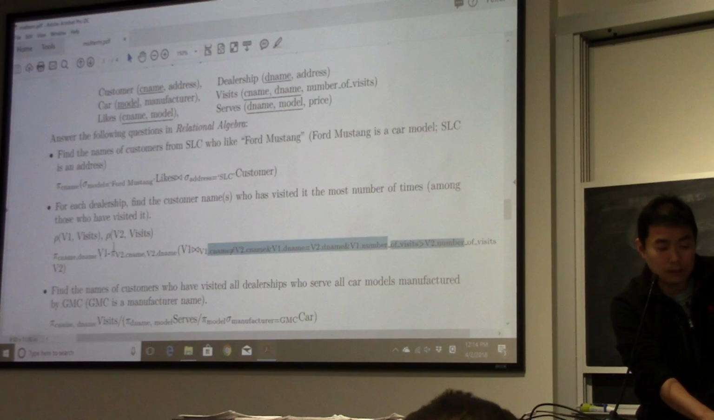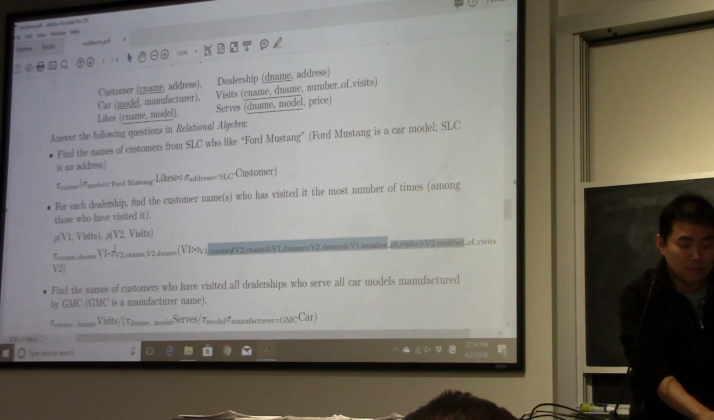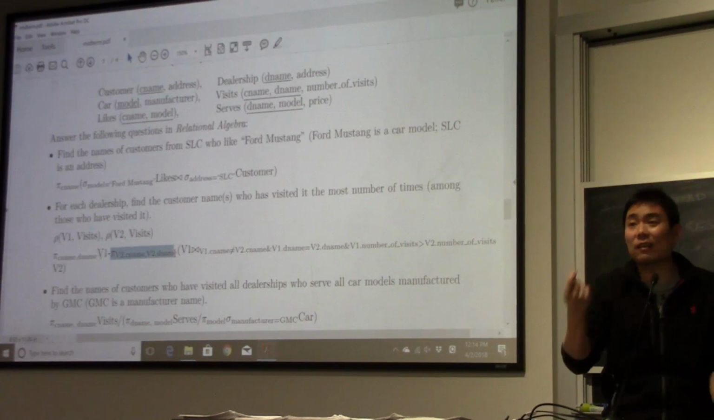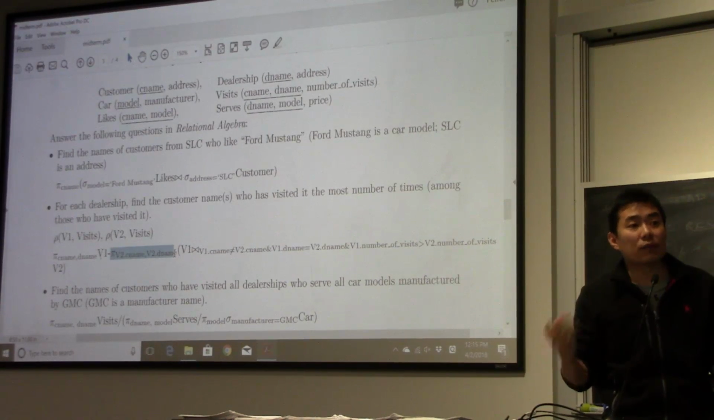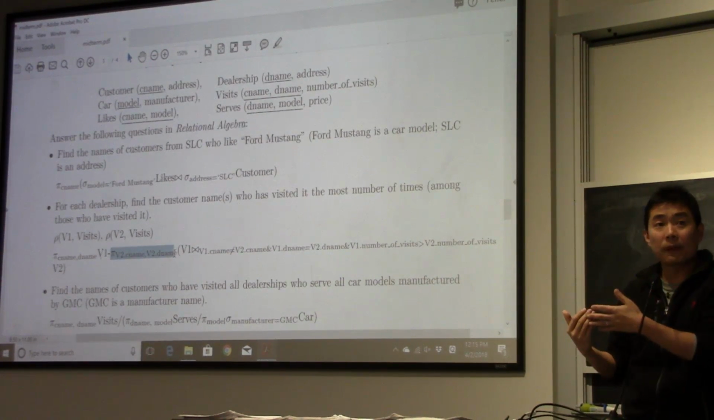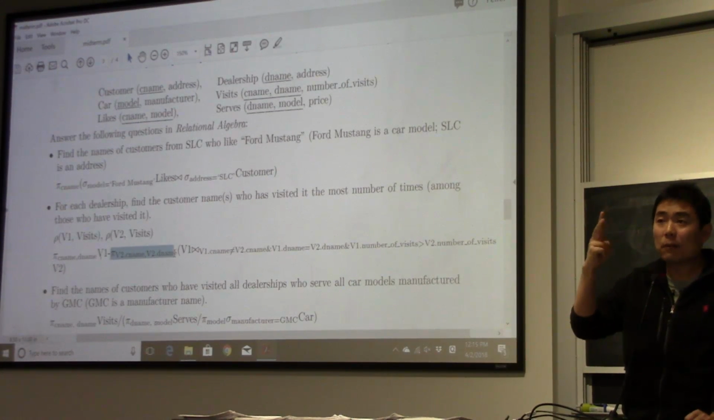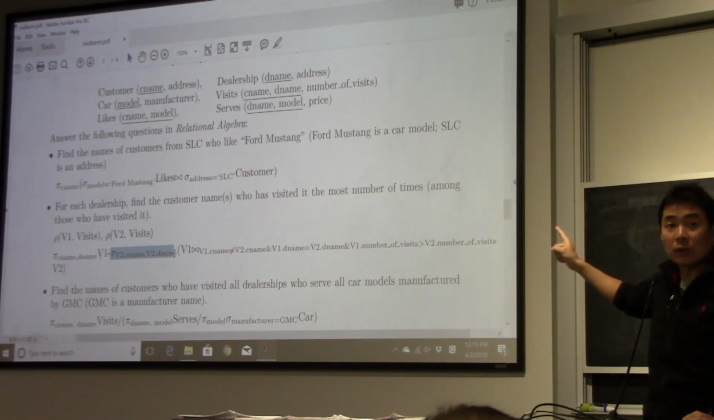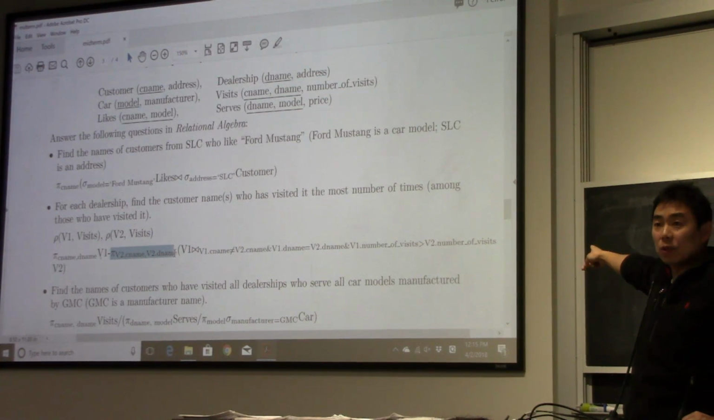A lot of you get this right, but the important thing is you need to put out the customer name and D name. You cannot simply put out just the customer name, which is entirely wrong. It has to be associated with that given dealer name. And second point, you need to show which one to put out. Do you put out V1 or V2? In this case, you need to put out V2.